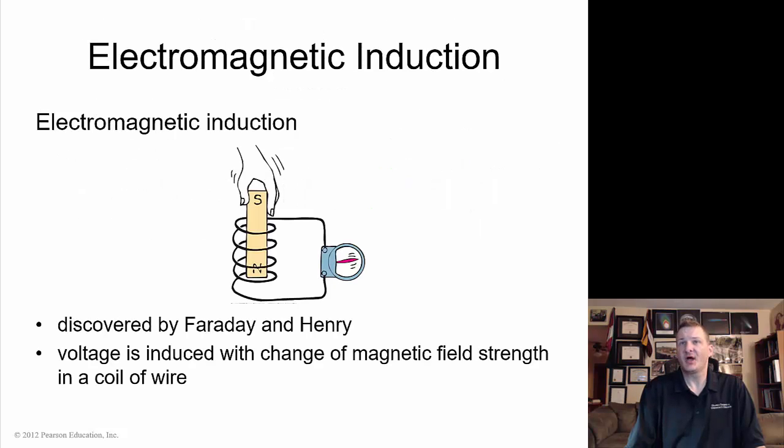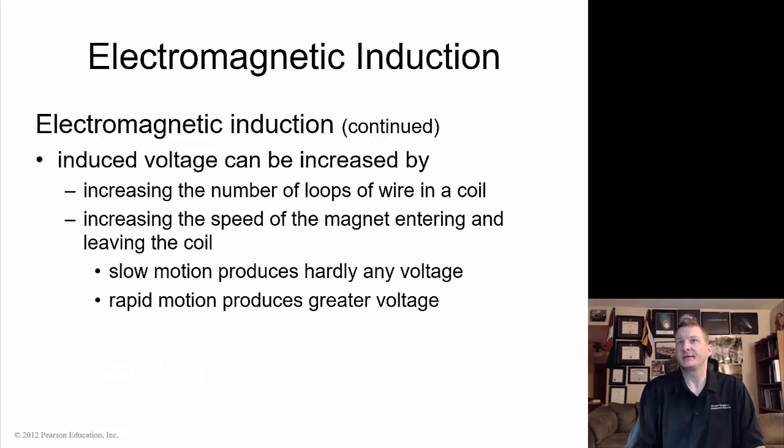In electromagnetic induction, this was discovered by Faraday and Henry, and the voltage is induced with a change of a magnetic field strength in a coil of wire. And so we see here the magnet being put through the coils, inducing that. And so the induced voltage can be increased by increasing the number of loops on the wire in a coil, or increasing the speed of a magnet going through the coil. Rapid motion creates the greatest voltage.